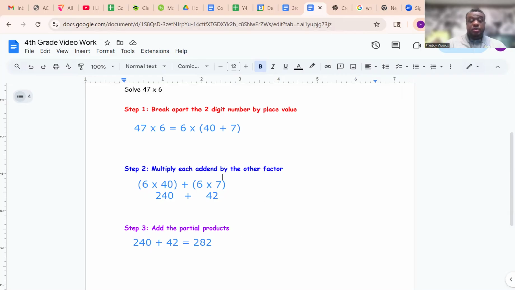Right. So I'm going to go over those steps again. First, I'm going to break apart the 2-digit number by place value, which is the 47. So I broke it up by place value. I have 7 ones. I have 4 tens, which gives me 40. Then I rewrite my new equation. I multiply both of those add-ins, 40 and 7. I multiply by the other factor, which is 6. That's the factor I did not break apart. Multiply both of those by 6. And then I take my two partial products and I add both of those to get my total answer. This is how I multiply by place value.